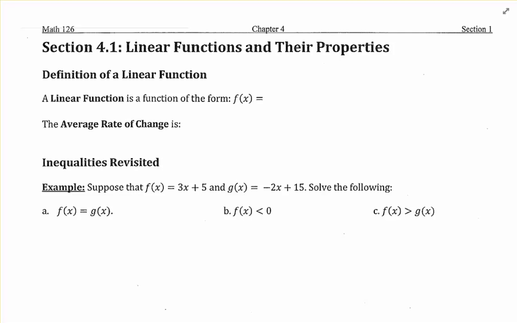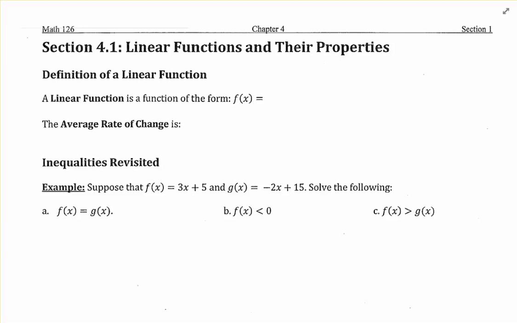Hey guys, it's Mr. Horszewski here, and I'm going to be doing a video on the notes for section 4.1, linear functions and their properties. In this video, I'm going to be introducing the definition of a linear function, as well as the average rate of change, and doing example 1.